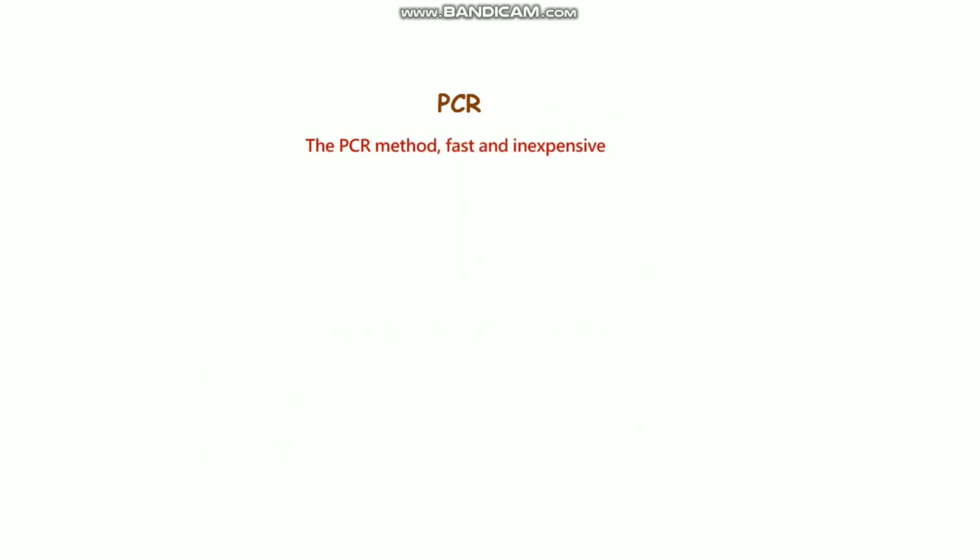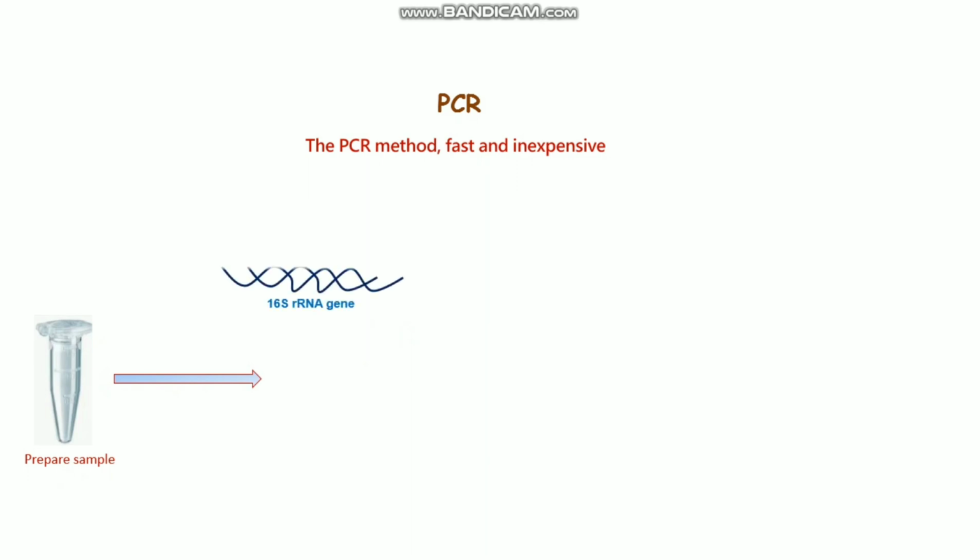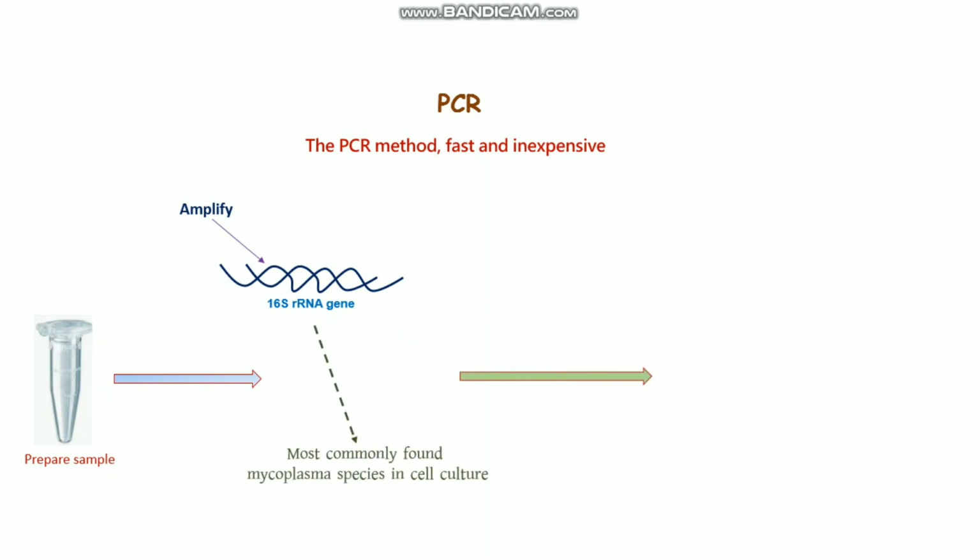So next is the PCR. The PCR method is also fast and inexpensive. For that you also need to use a kit. Everything is available in the kit. First you need to prepare the sample, meaning your supernatant, and in that sample preparation you also use your primer and everything else according to the manual. It amplifies the 16S rRNA gene, and this 16S rRNA gene is most commonly found in the Mycoplasma species in cell culture. Alright, and then you will get the result, and that result can be visualized on an immunochromatographic strip. This is a different kind of process, so I'm not going to discuss it here in detail. This is just the basic process of how it works.